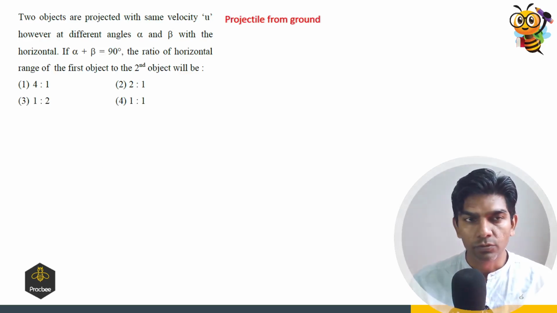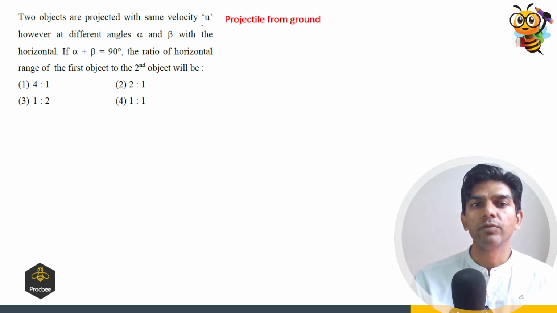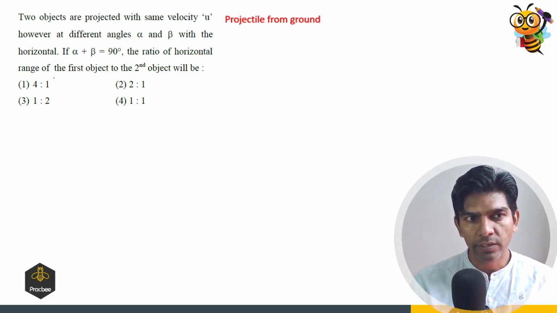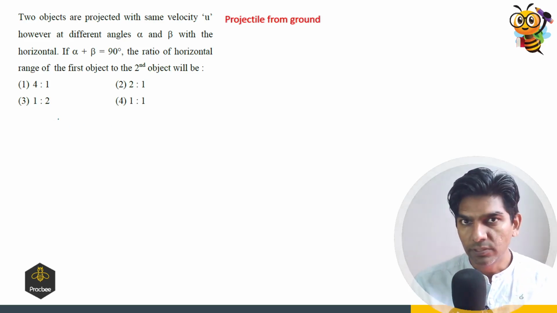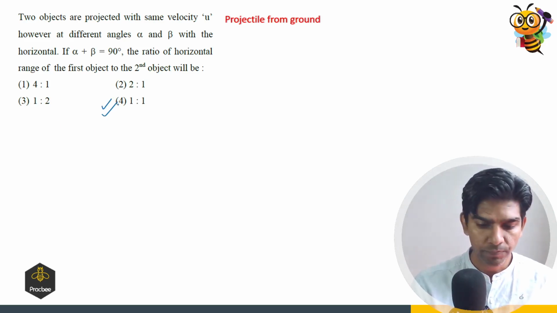Right, now let us see this question based on the same problem type. Two objects are projected with the same velocity u, however at different angles alpha and beta with horizontal, and alpha and beta are complementary. The ratio of the horizontal range of the first object to the second object. So if we are projecting particles with complementary angles, keeping the speed same, then the range will be same, right? So it should be 1:1. So option 4 is the right answer.